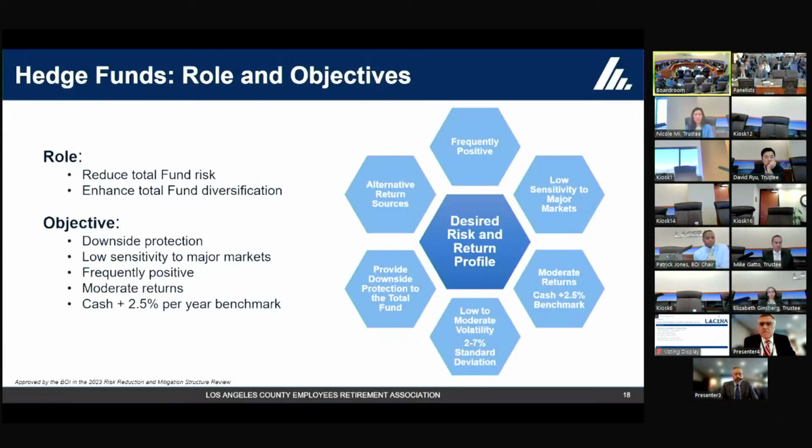This page provides an overview of the roles and objectives for LACERA's hedge funds program. The portfolio is designed to provide moderate returns while maintaining a low sensitivity to major markets. A low sensitivity to major markets means that we do not want common market risks, such as growth risk or interest rate risk, to be drivers of returns in LACERA's hedge funds portfolio. The return profile, as detailed in the honeycomb, is expected to be frequently positive and provide downside protection during market drawdowns, especially equity market drawdowns.